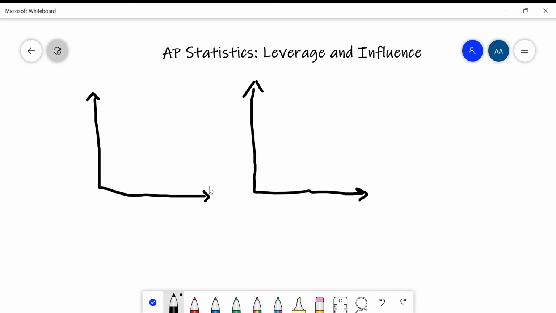So I have two graphs here. I haven't done the scatter plot yet. How about I do one right? So let's say you got a scatter plot right here. The points are kind of random. So we got a fairly strong scatter plot right here. Now, first I'm going to talk about leverage. And what leverage is basically a point that has a higher x value than the others.